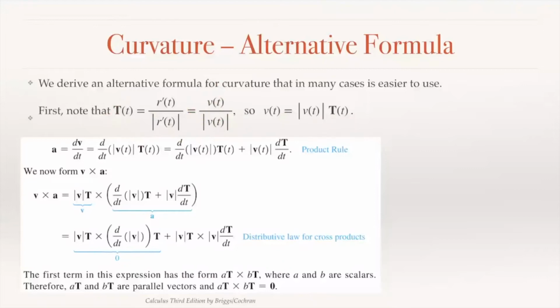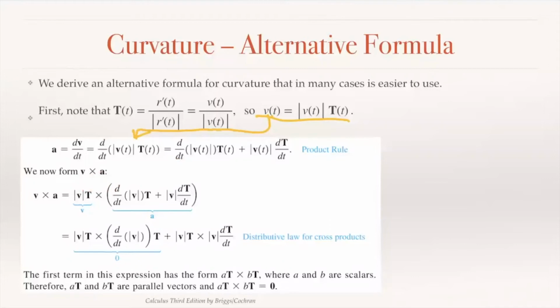Now, acceleration, by definition, is dv/dt, but we just saw that v is this guy. And then by the product rule, that's the derivative of the first part times the second part plus the first part times the derivative of the second part. Now, some of this looks like rabbit out of a hat mathematics in the sense that they seem to be pulling things like this out of nowhere, but it's certainly going somewhere. Now, v cross a.